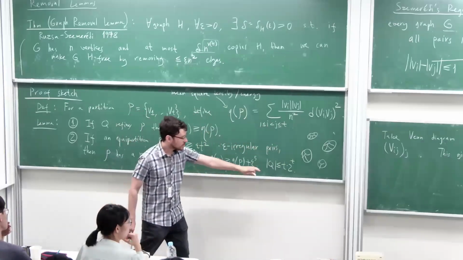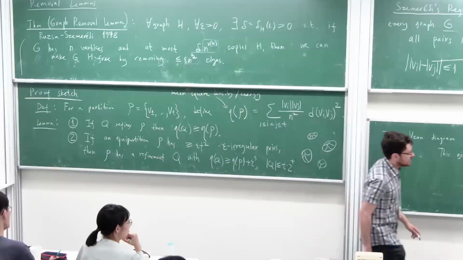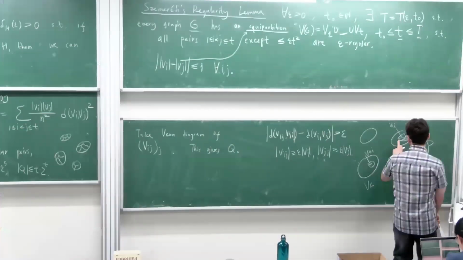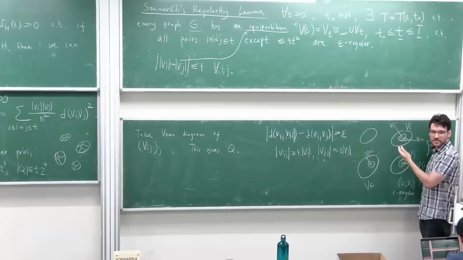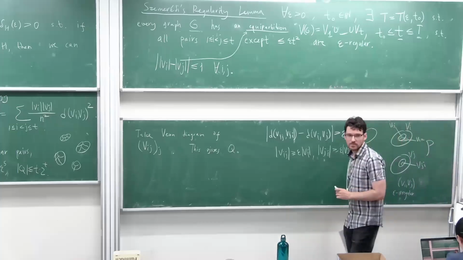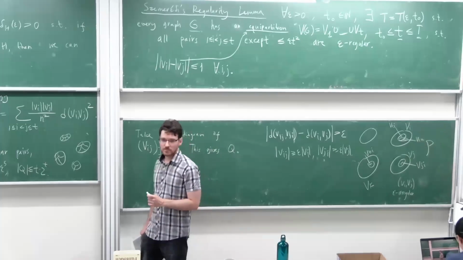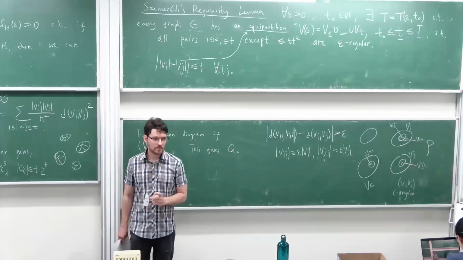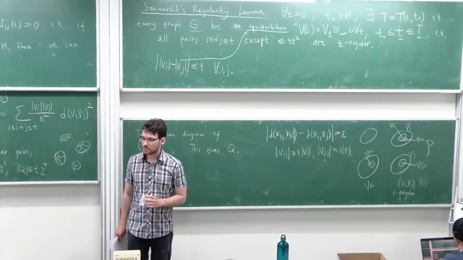So why is it at most that? Because in each part of P, I have these p sets, and I take the Venn diagram, so that's at most 2 to the p. Other questions for this so far?